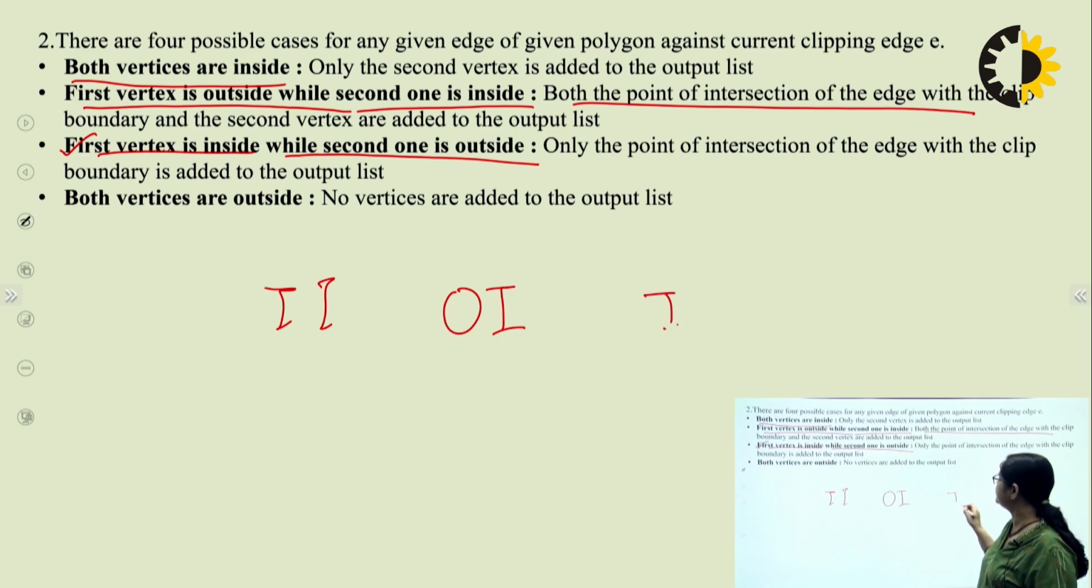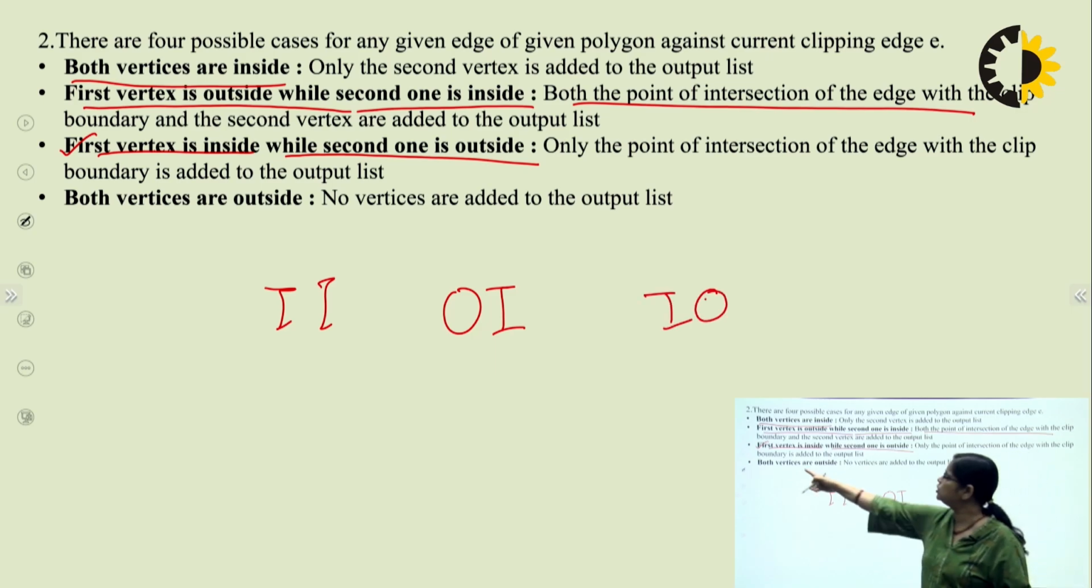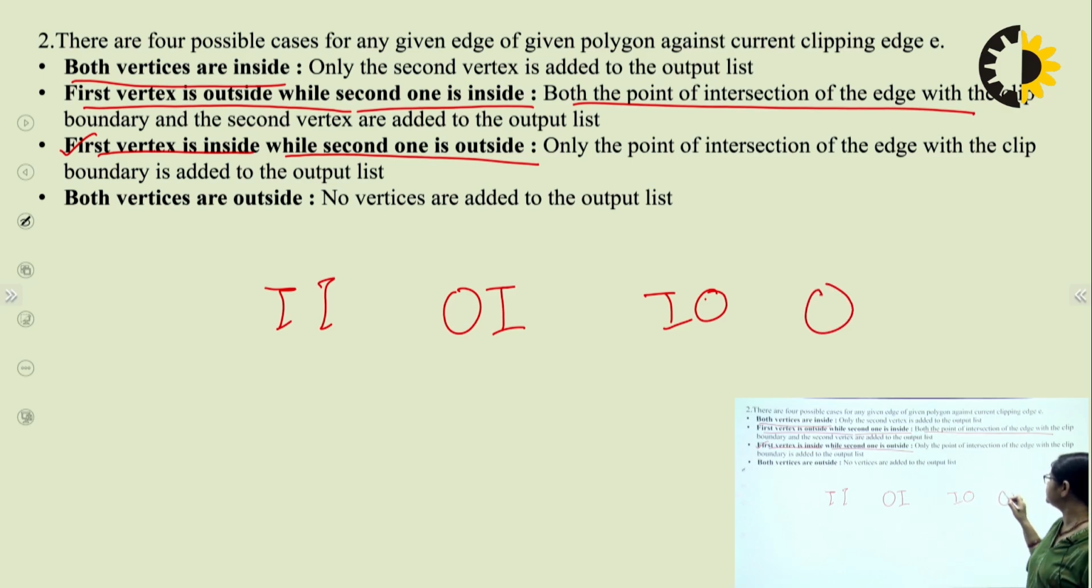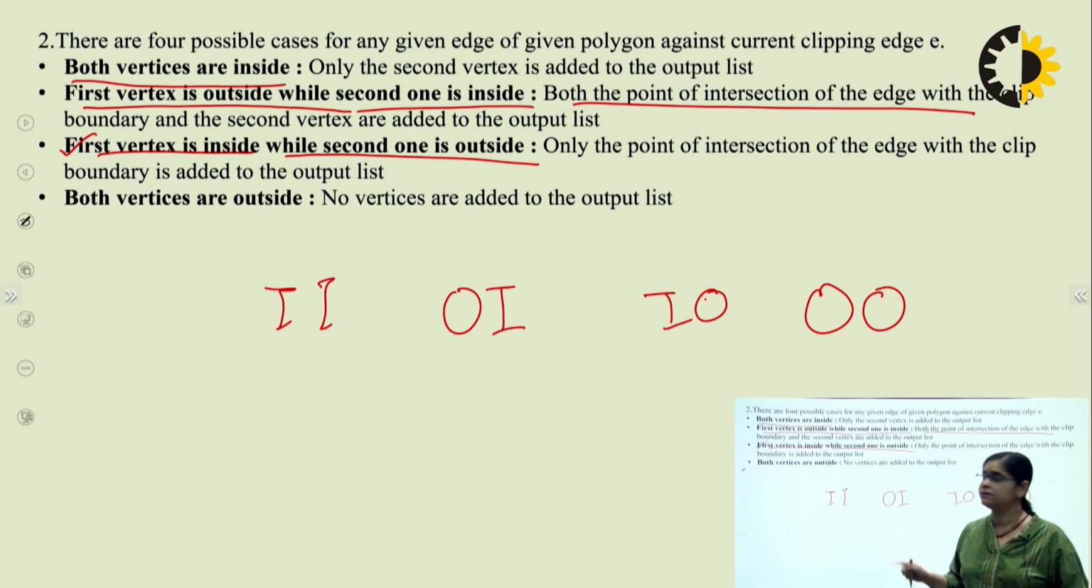It means inside and outside, and both vertices are outside, that is outside. That is what we have discussed in the previous slide, right? Now, how are we going to take this? Now we are going to discuss.